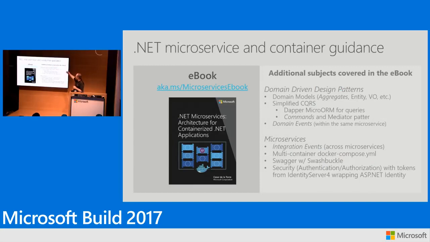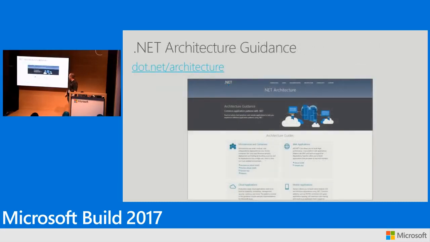So that's all. Remember, you can get all the information about the guidance and the book and the application here. There are many more things that I don't have time to talk about, like domain-driven design, aggregates, simplified CQRS, domain events, integration events, and so on. You can see that in the ebook. You can also go to .NET/architecture and see all the links.